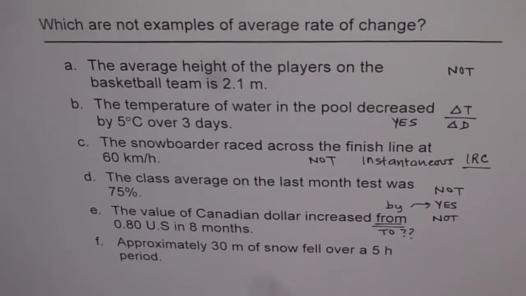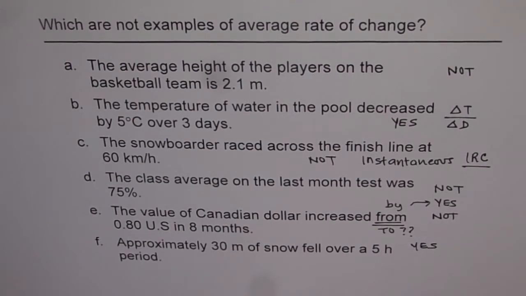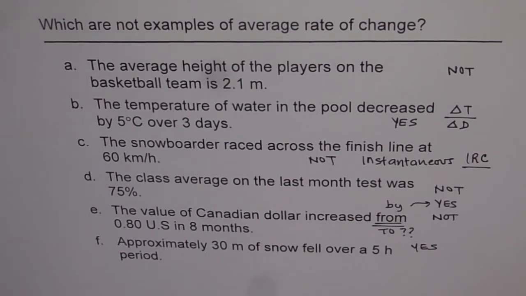The next one is, approximately 30 meters of snow fell over 5 hours. So this one is average rate of change, and we say yes because we know the change in snowfall over the change in time. That is how you have to consider average rate of change. I think that gives you a clear concept of average rate of change. Thank you.